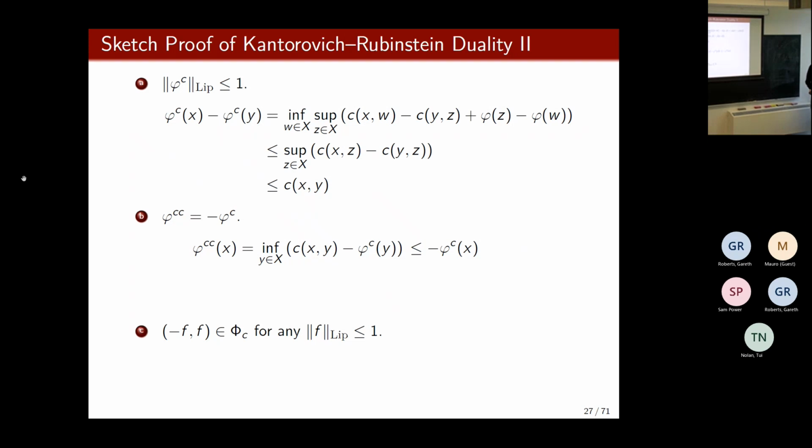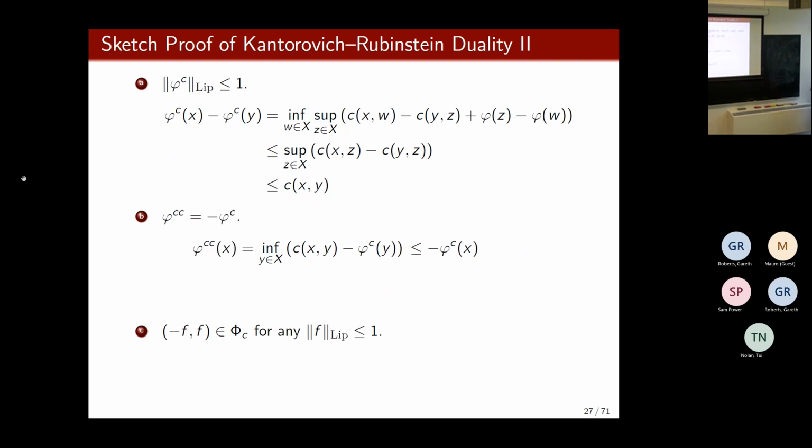Sorry, one second. Why? Sorry, what happened during the last inequality there? Yeah, this here. So I assume that c is a metric. So I guess c of x z is going to be less than or equal to c of x y plus c of y z. So then that cancels. Yeah, okay, good.